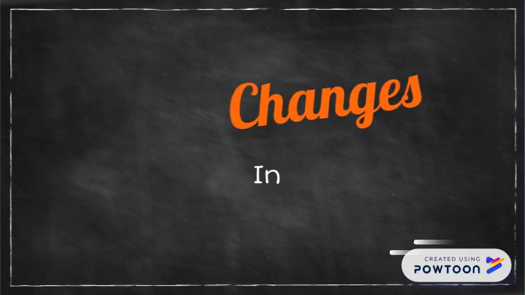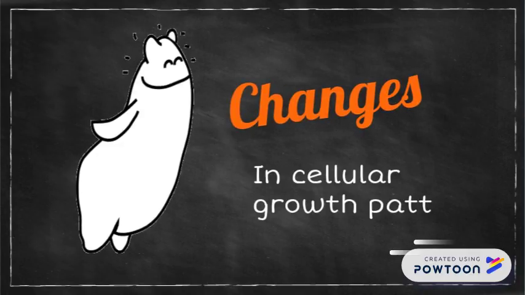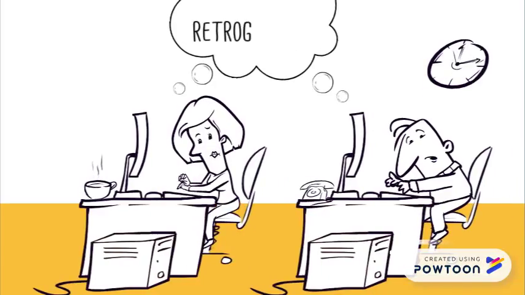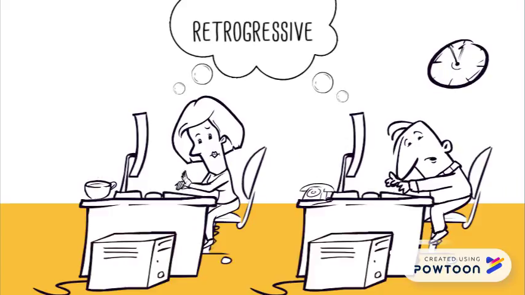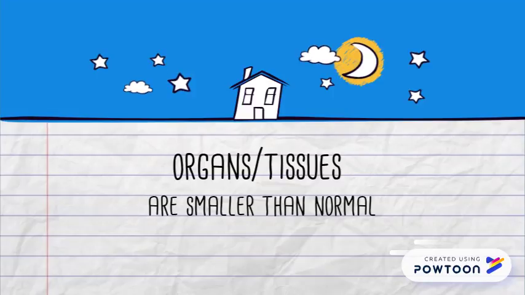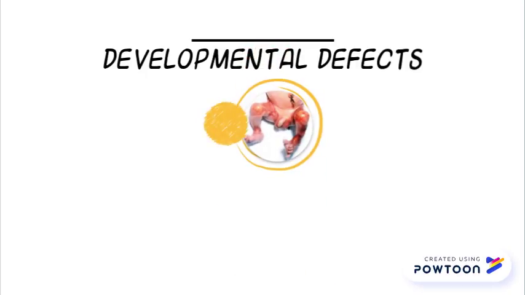Changes in cellular growth patterns. The first is retrogressive changes. In retrogressive, organs or tissues are smaller than normal. In developmental defects, aplasia is an incomplete or defective development of a tissue or organ.